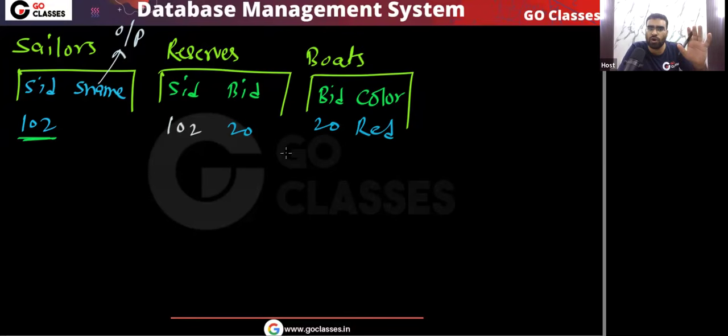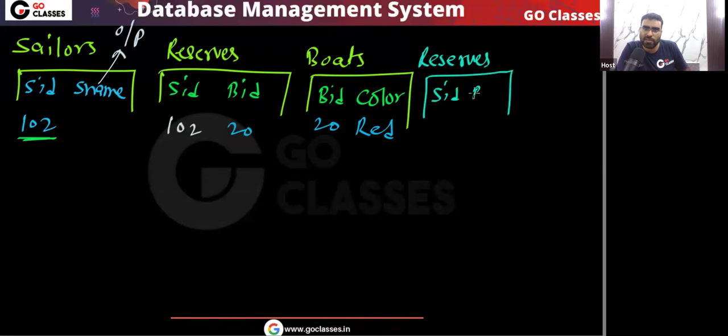Basically, we want those sellers who have booked at least two bots, one red color bot, one green color bot. Yes or no? So I want this type of tuple where this seller 102 is booking a bot with red color. But I also want that this same seller, from another reserves table I will take, this same seller 102 is booking another bot, maybe number 25, whose color is green.